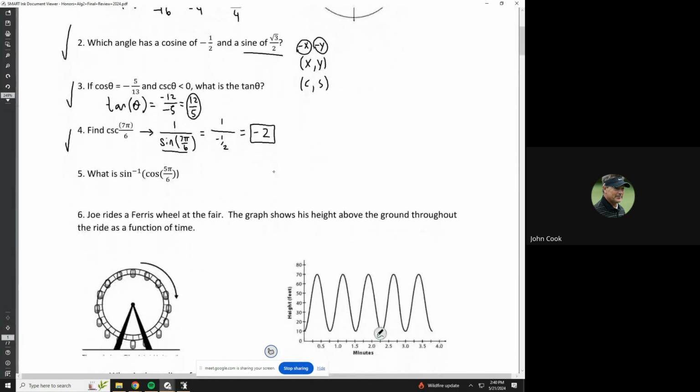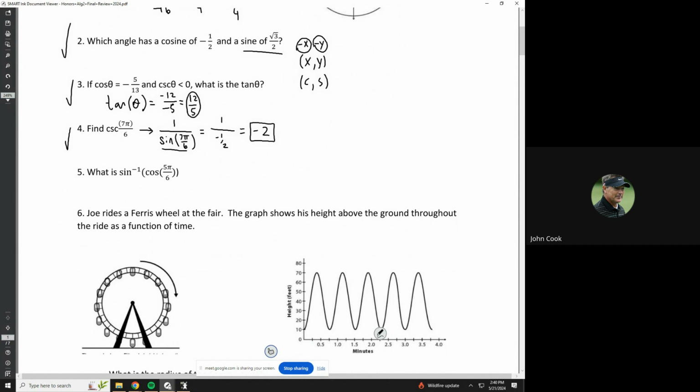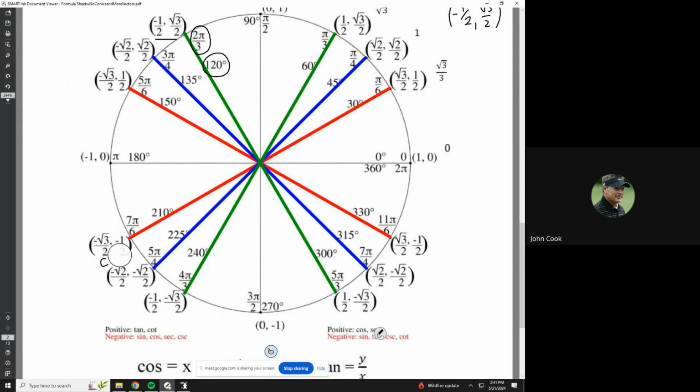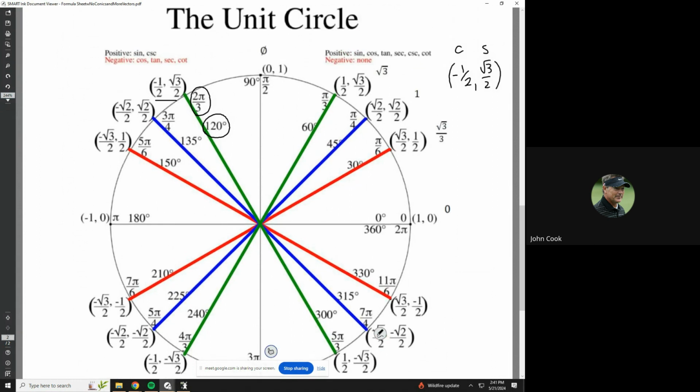Now let's do number 5. What is the sine inverse of the cosine of 5 pi over 6? Well, if you've done enough algebra problems in your life, you know that you're supposed to use your order of operations. Start with the stuff in the parentheses. The cosine of 5 pi over 6 is in the parentheses, so I better do that part first. That's another unit circle value. So I go right over to my unit circle, I find 5 pi over 6, which is right here, and then I look at the cosine. The cosine of that is going to be a negative square root of 3 over 2.